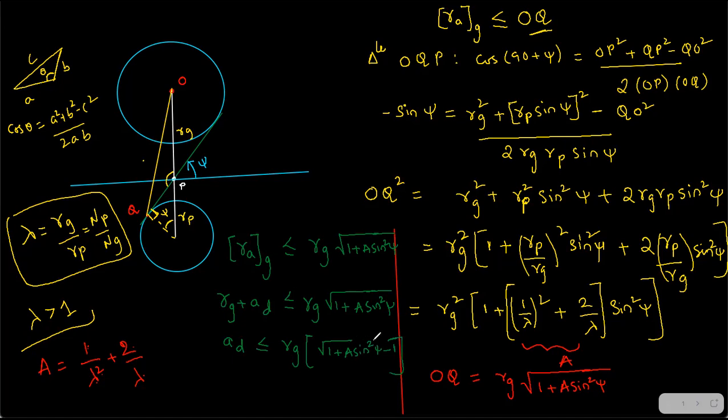Right, because Rg is taken common and the square root is only till here. So you got the first equation in terms of addendum, but mostly you have it in terms of the number of teeth. So let's continue the discussion.